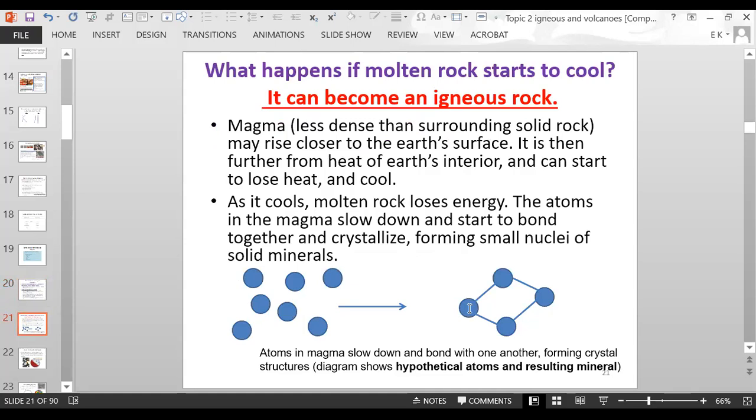Okay, so everything we've discussed just now was referring to magma and lava, why rocks will melt, and what happens to melted rock. So now we're going to go the other direction and discuss what happens if melted rock cools and how igneous rocks form from melted rock. So it's like the opposite of what we were just talking about.